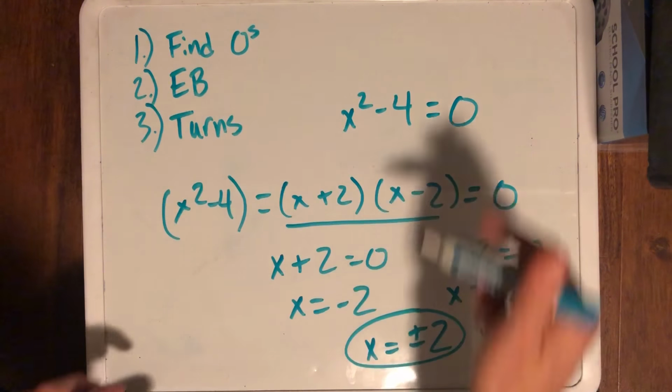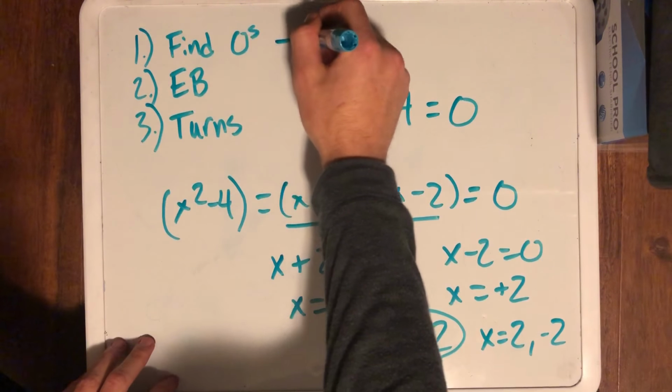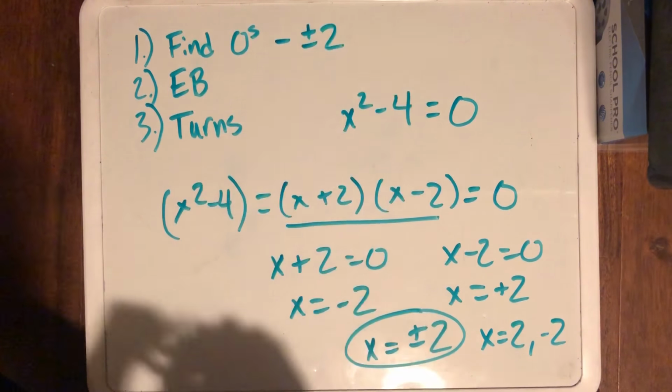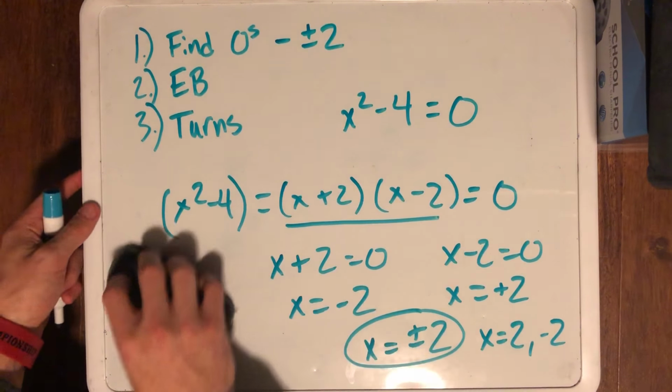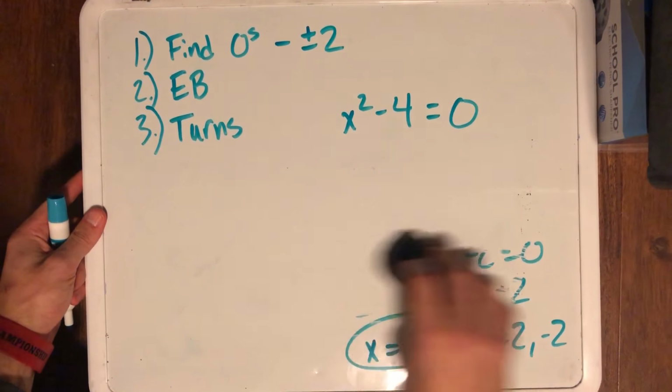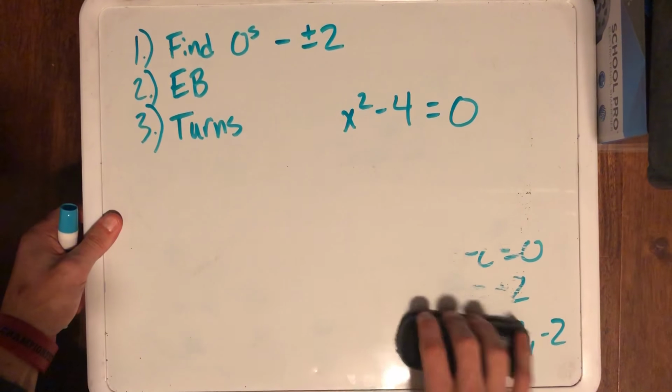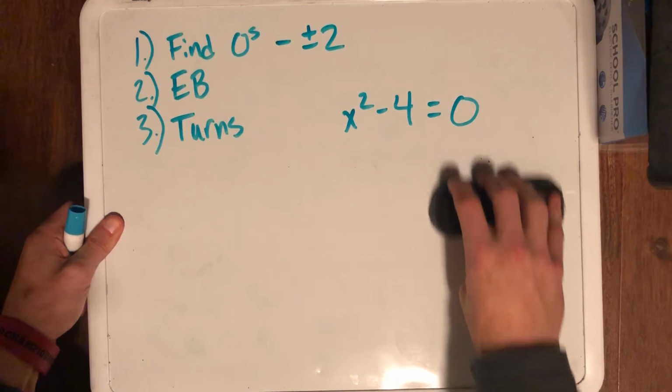So I'm going to go ahead and put that up here for our zeros, and we have plus and minus 2. Okay, so that was our first step. We found our zeros, and so the next thing that we want to know is what the end behavior is for this polynomial.